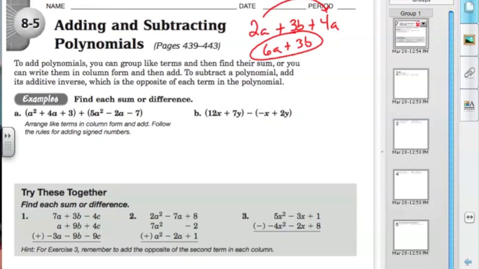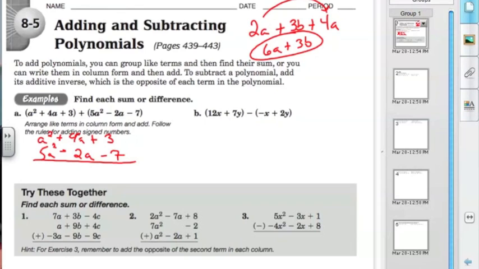We have groups. You think of the parentheses in situation A. You want to arrange them in columns so that they're on top of each other. So we have a squared plus 4a plus 3. And then we take the second term and we just align them. So we have 5a squared minus 2a and subtract 7. Oh, I see I erased my plus 4a on top. All right. So now it's just a really big addition problem, really.